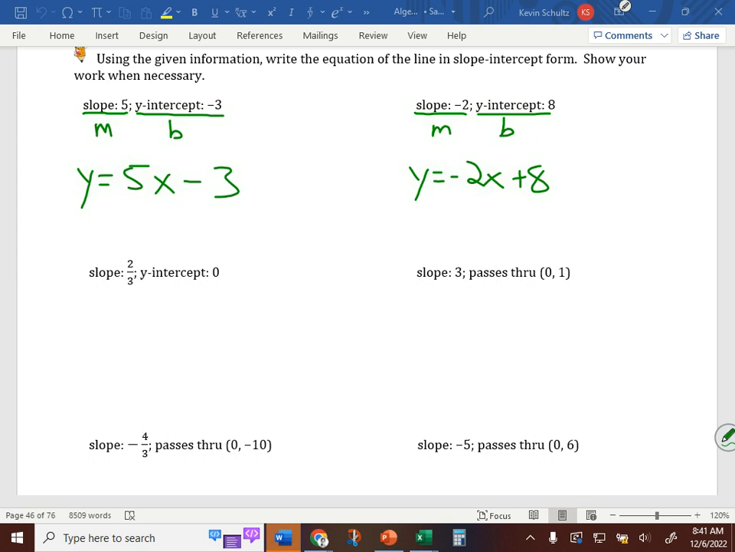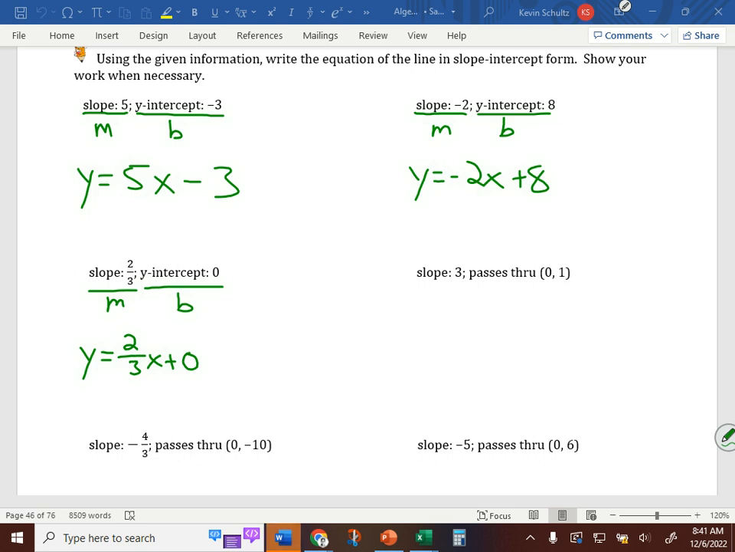Next one, slope of 2/3, y-intercept of 0. I give you the slope, I give you the y-intercept. You have your m, you have your b. Maddie, what's the equation? Y equals 2/3 x. If you wanted to write plus 0, you could. You don't have to, okay? But y equals 2/3 x, right?